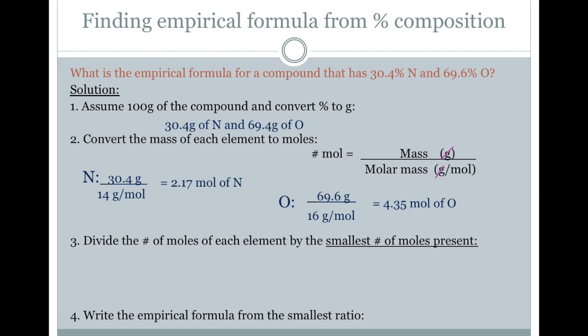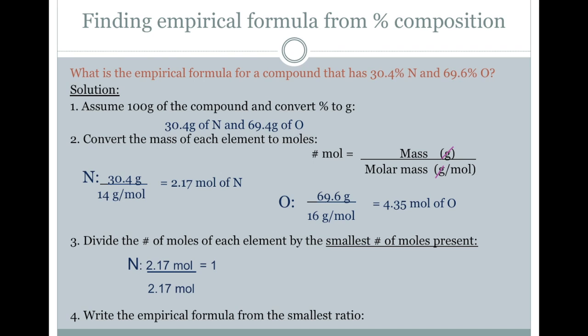Now we want to convert this to a whole number ratio, because a compound is always going to have whole numbers. You can't have half or a quarter of a nitrogen or oxygen atom. You have to have a whole number. So we've got to figure out what the whole number ratio is from these two numbers. To do that, we divide the number of moles of each element by the smallest number of moles present.